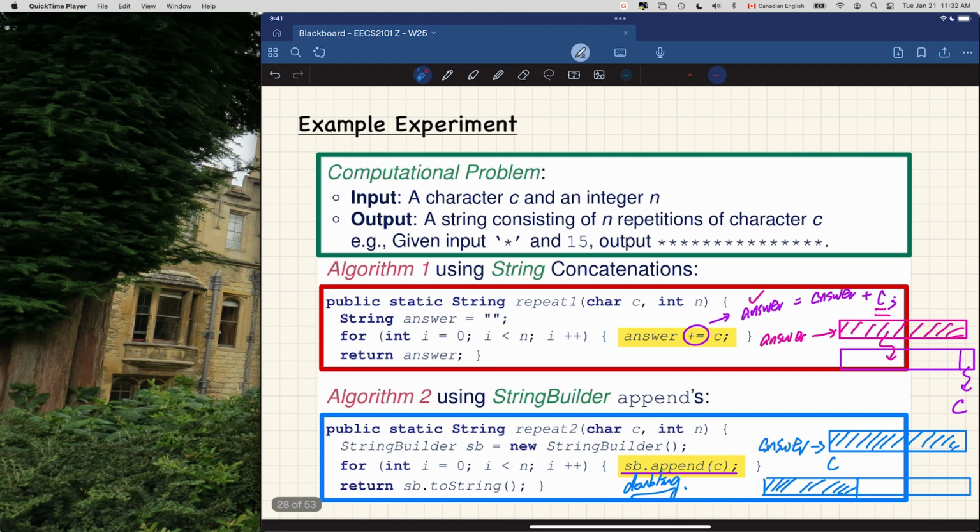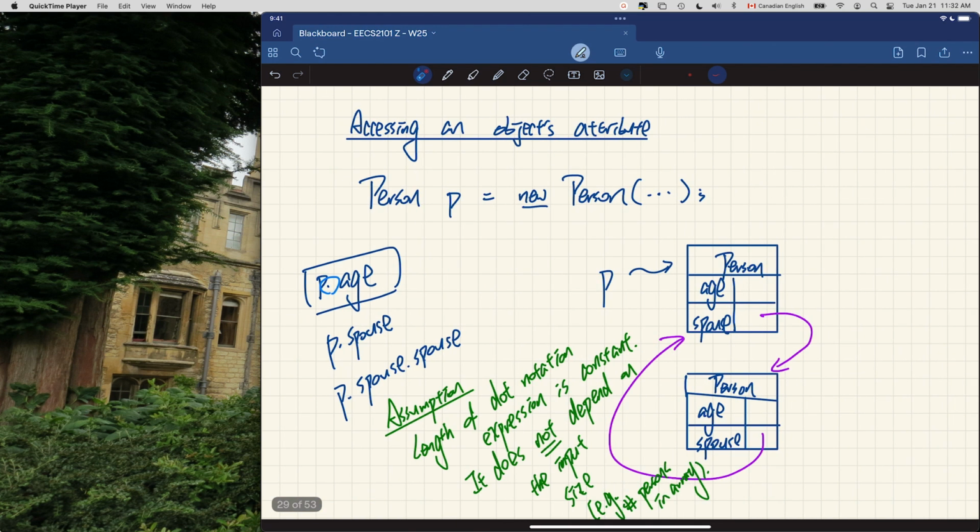All right, and then those are the experiments. You can take a look to get more intuition. And we'll talk about counting primitive operations. This one here is just about attribute access using dot notation. We assume that it's always going to be constant. It's not going to depend on the input size.